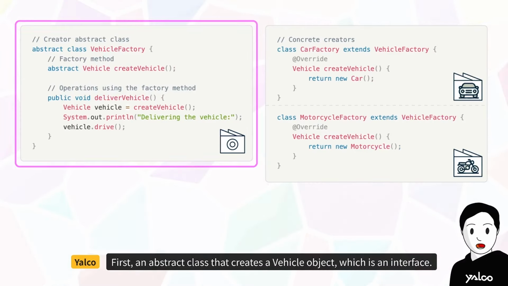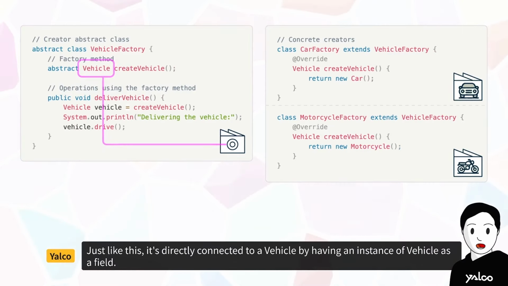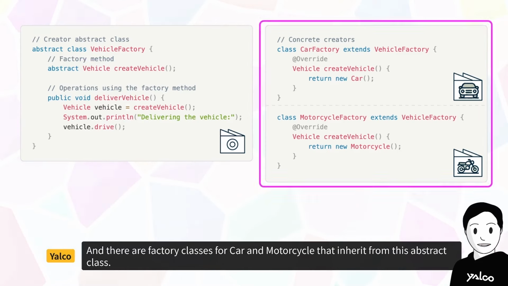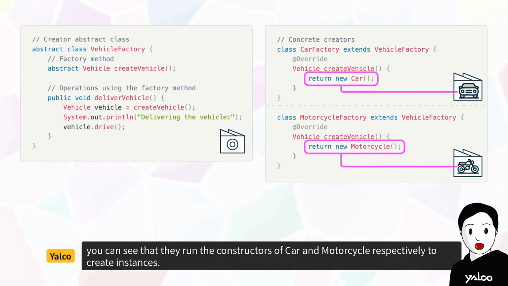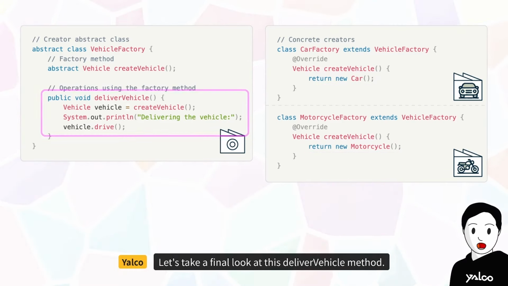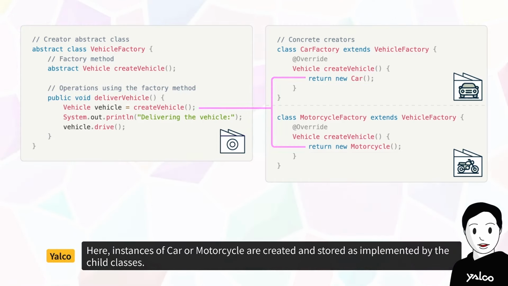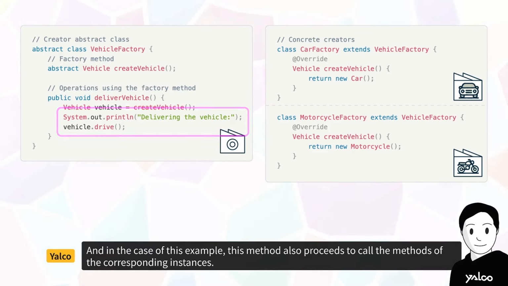First, an abstract class that creates a vehicle object, which is an interface. Just like this, it's directly connected to a vehicle by having an instance of vehicle as a field. And there are factory classes for car and motorcycle that inherit from this abstract class. In the createVehicle method, overridden from their parent class, you can see that they run the constructors of car and motorcycle, respectively, to create instances. Let's take a final look at this deliverVehicle method. Here, instances of car or motorcycle are created and stored as implemented by the child classes. And in the case of this example, this method also proceeds to call the methods of the corresponding instances.